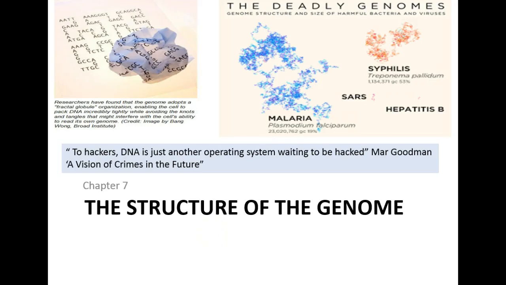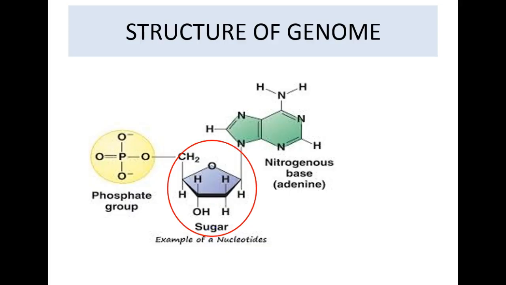This first part of Chapter 7 will focus on the structure of the genome, which is made of nucleic acid, specifically DNA. DNA is made of a smaller component called nucleotides. If you remember from Chapter 2, nucleotides consist of a sugar, a 5-carbon sugar.